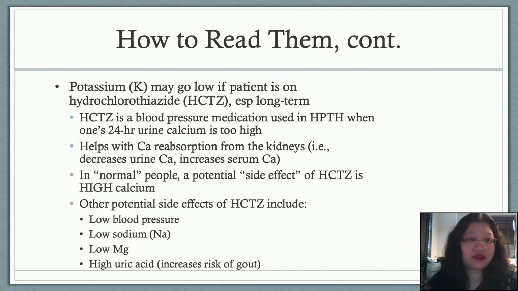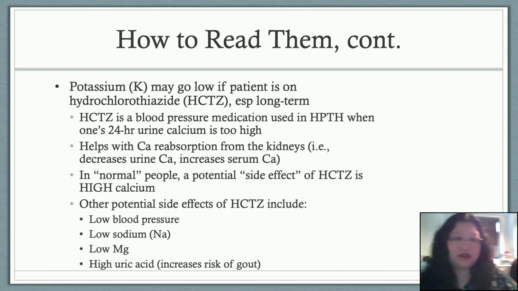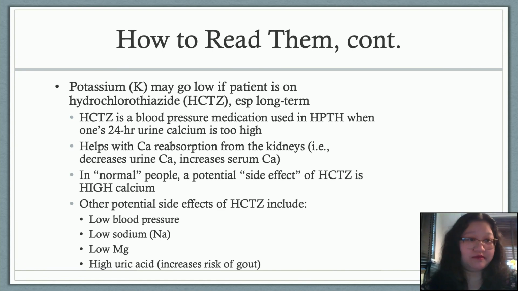I did mention hydrochlorothiazide. It's a blood pressure medication that's used to help lower the urine calcium level in hypopara patients. And potassium can go low from this medication. It's just a side effect, basically, of the medication. So you may have to replace the potassium, either take potassium supplements or eat potassium-rich foods to help combat this. Or you may, like me, go on to a combination, triamterene hydrochlorothiazide, which is called Dyazide, that can help bring the potassium level up.